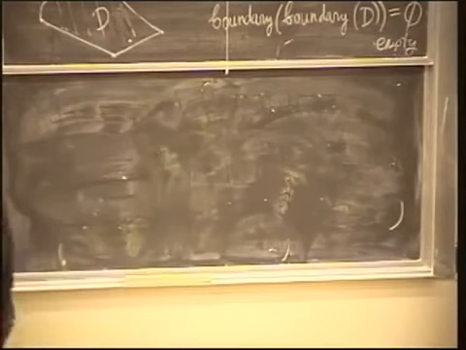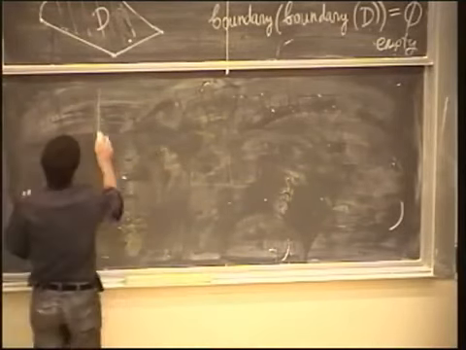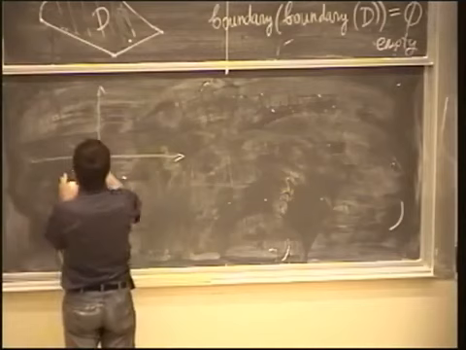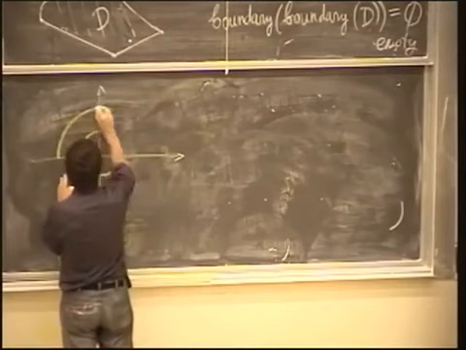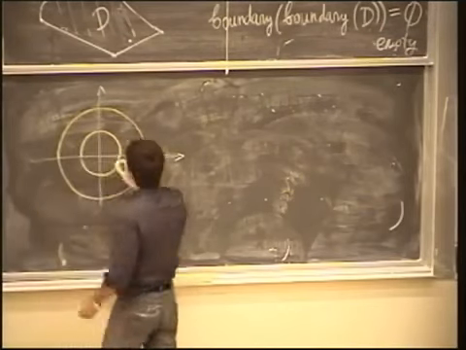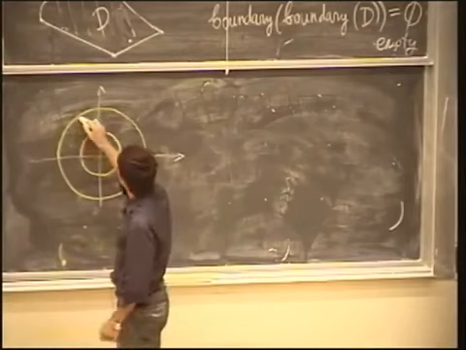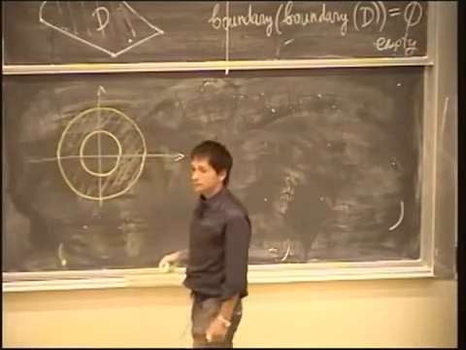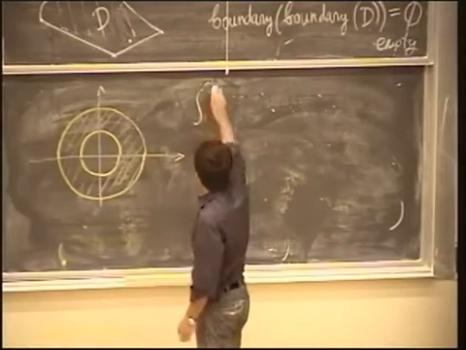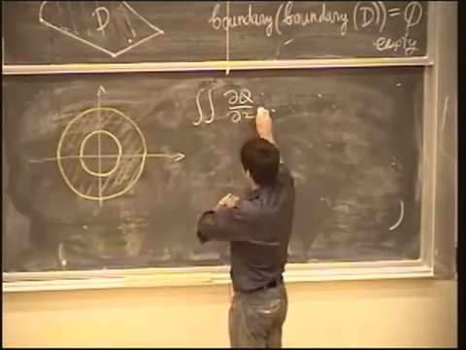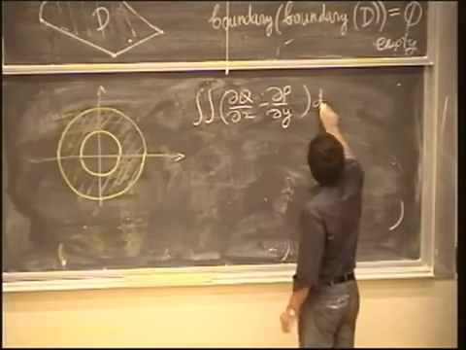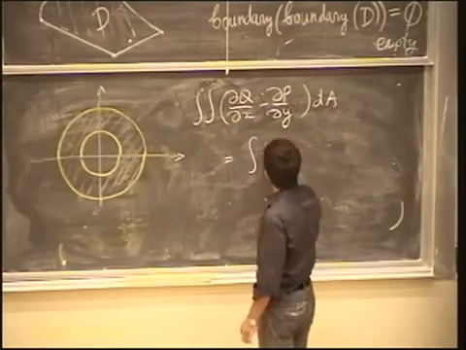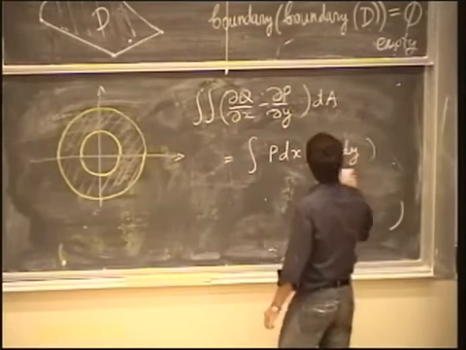Suppose that your domain, you have to evaluate a line integral of something which has 2 components. So I would like to draw a picture like this. Okay? So I would like to say that here, again, I can use Green's theorem. This is equal to P dx plus Q dy.